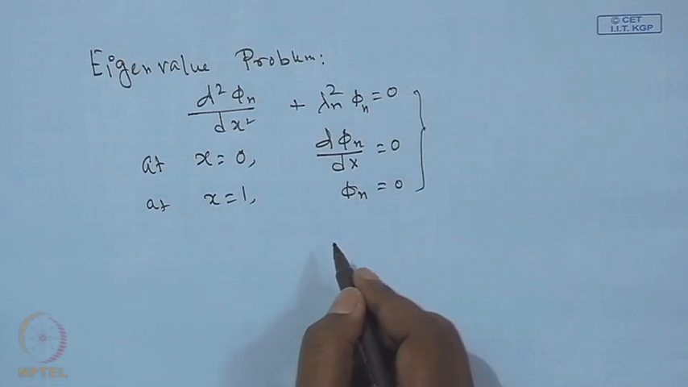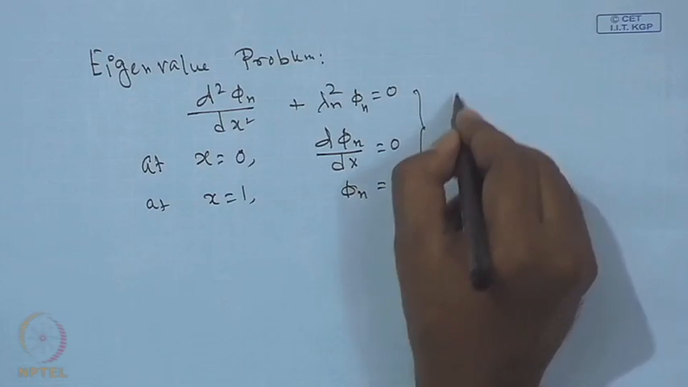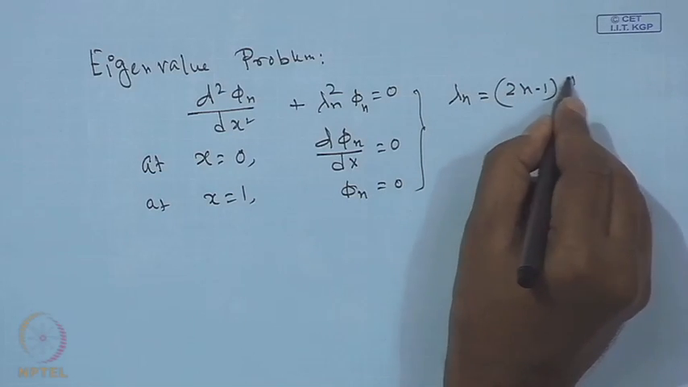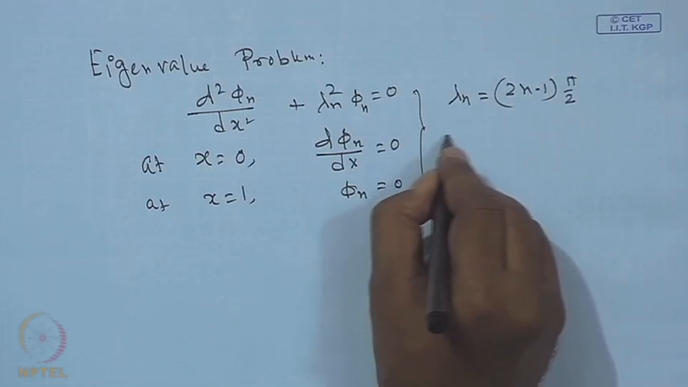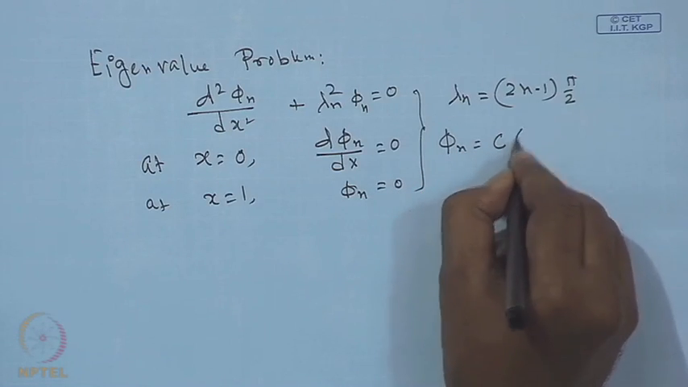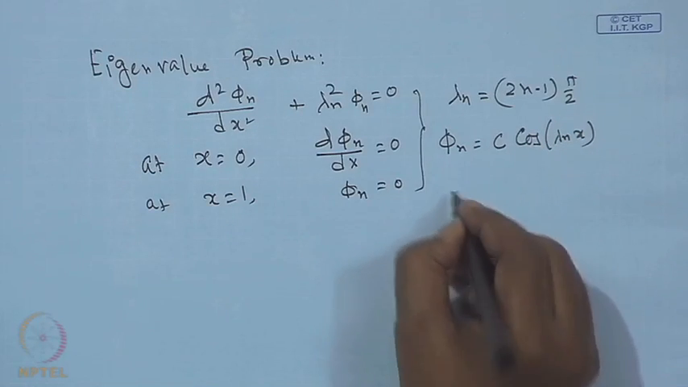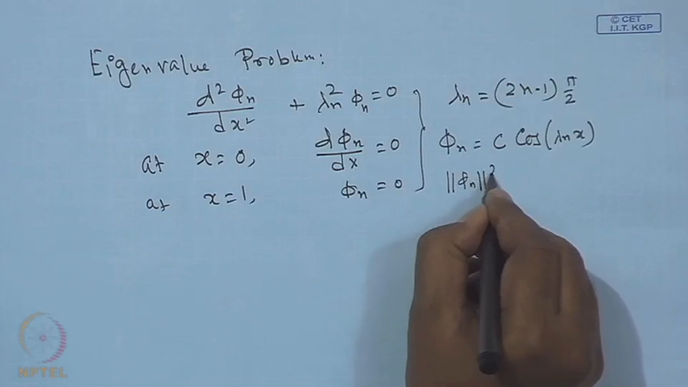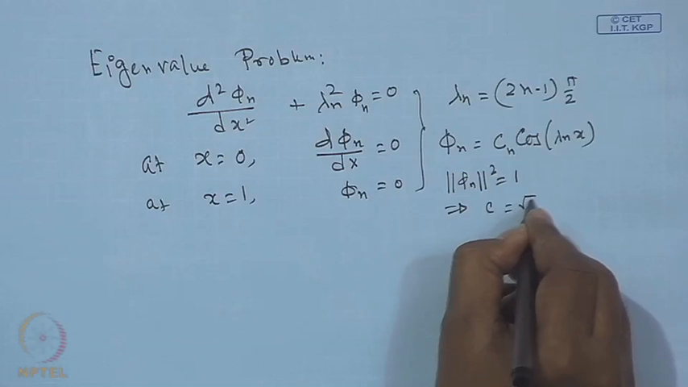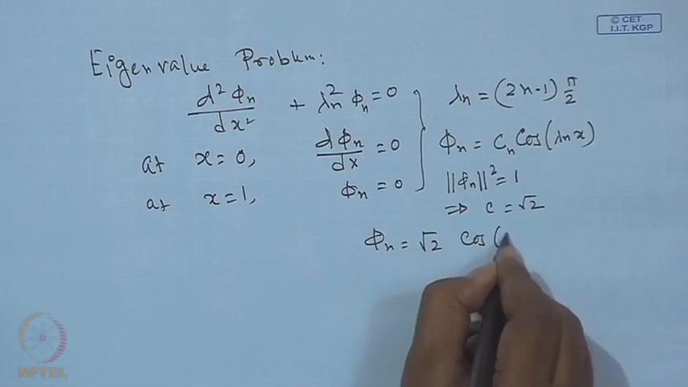Now, we have already seen this problem. This problem is a standard eigenvalue problem. We have solved this problem, and we have found the eigenvalues will be (2n minus 1) pi by 2, and eigenfunctions will be nothing but some constant c cosine lambda n x. And if you make the eigenfunction orthonormal, this becomes 1 and c n becomes root 2. So, the orthonormal eigenfunction becomes root 2 cosine lambda n x.